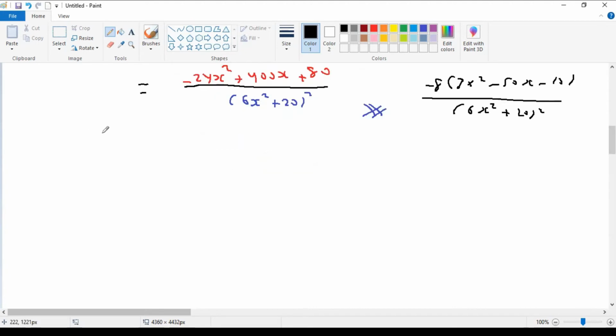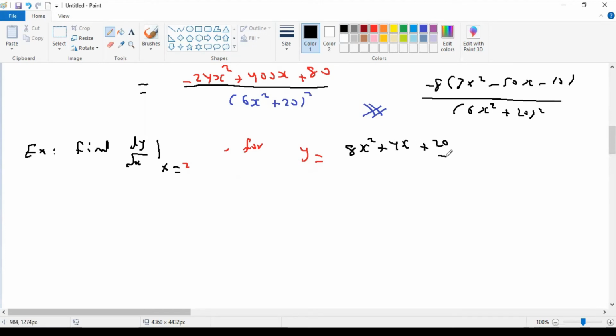Now, let me give another example to find the derivative at a specific number. Let's say find dy dx at x equal 2, and I have y equal to a rational function: 8x squared plus 4x plus 20 divided by 5x squared minus 10.